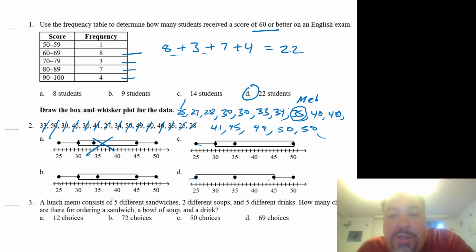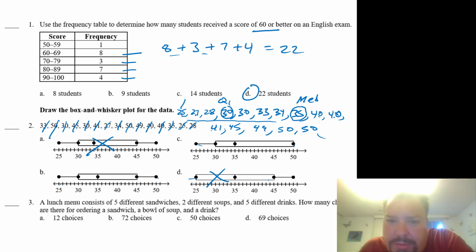Now we're going to find Q1 and Q3. So if we look at the numbers to the left, we got 1, 2, 3, 4, 5, 6, 7. The median of those is going to be 30. So that's our Q1. So Q1 is at 30. So here, this one doesn't have a Q1 at 30. So that's out.